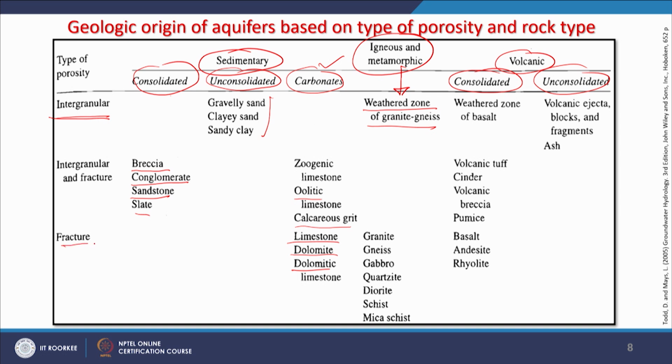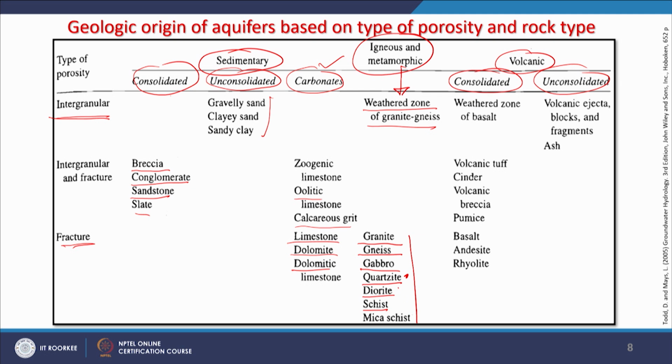And fractures, of course, are the main storage of water which can be withdrawn. So, that is the fractured granite, gneiss, metamorphic rocks, gabbro, quartzite, diorite, schist, mica schist. Some of these are quartzite, like metamorphic rocks, these are metamorphic rocks and so on.